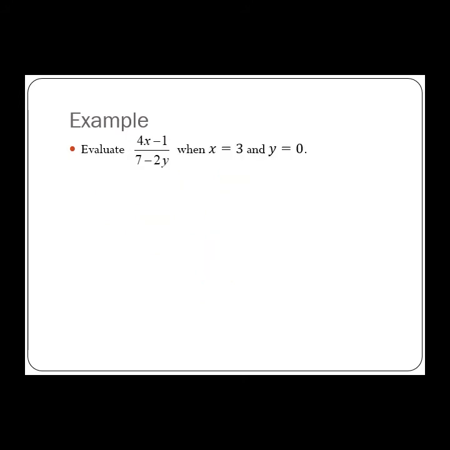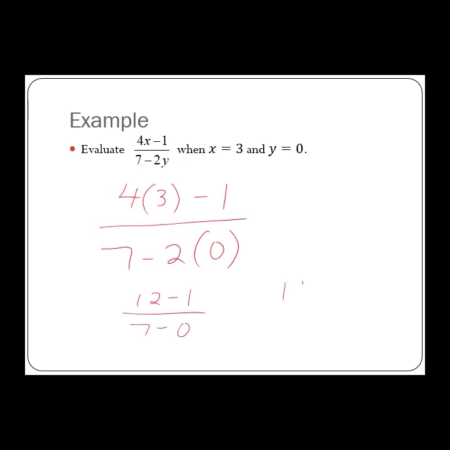Here we have both an x and a y to substitute. So where there's an x, I'll put in a 3, and where there's a y, I'll put in the 0. And I get 12 minus 1 over 7 minus 0, which is 11 over 7.